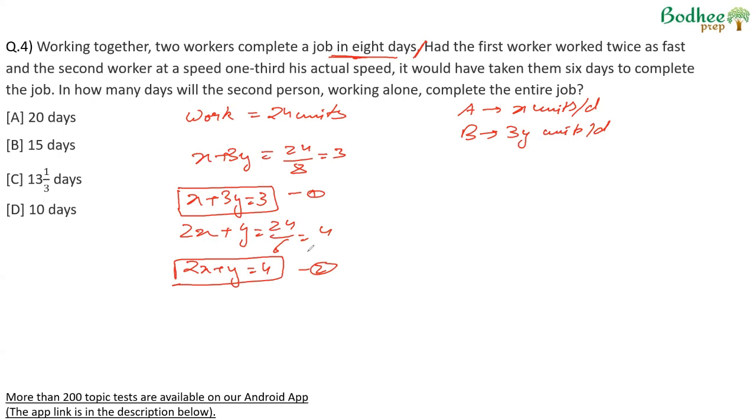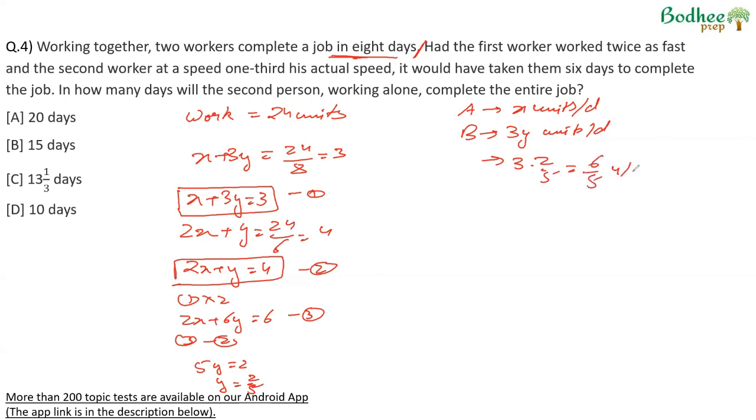In how many days will the second person working alone complete the entire job? We have to eliminate X. So what we can do is multiply the first equation by 2. So 2X plus 6Y is equal to 6. This becomes equation 3. Equation 3 minus equation 2: 2X cancels, 6Y minus Y, 5Y is equal to 2. So Y is equal to 2 by 5. And therefore we can say B, the second person, does 3 into 2 by 5, or 6 by 5 units per day.